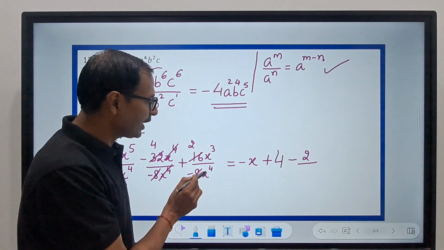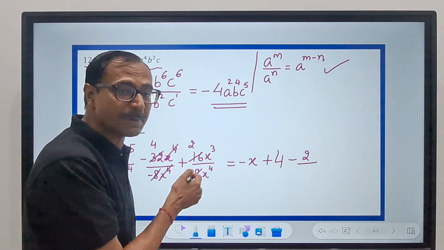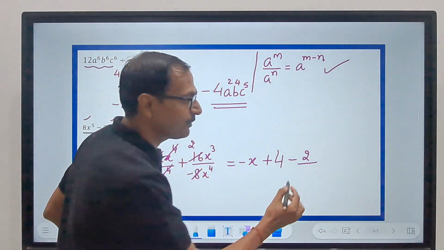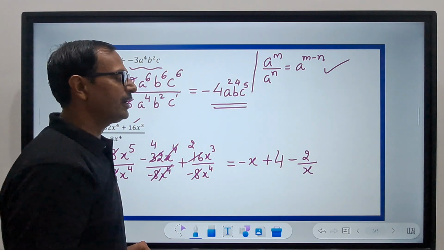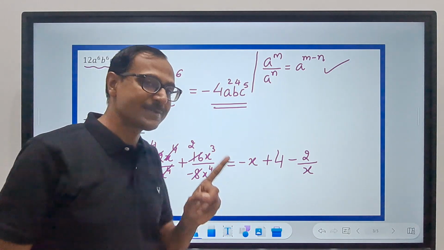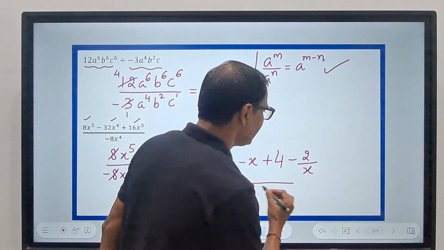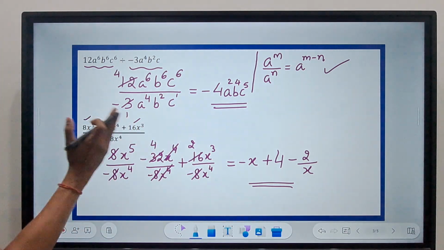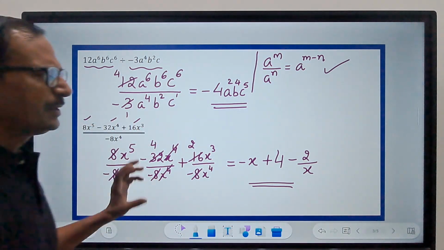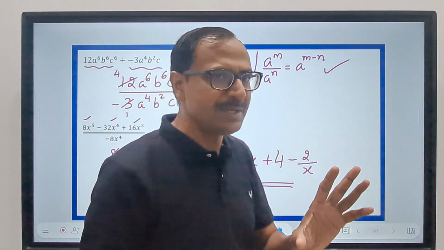So x power 4 and x power 3 is, the subtraction is x power 1, right? But we will write that in the denominator because x power 4 is the higher power, right? And this gives us the answer for this division problem. Not difficult, friends. This is easy, right?